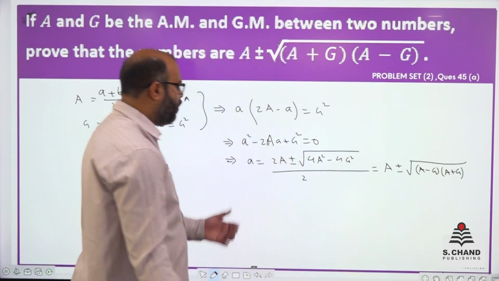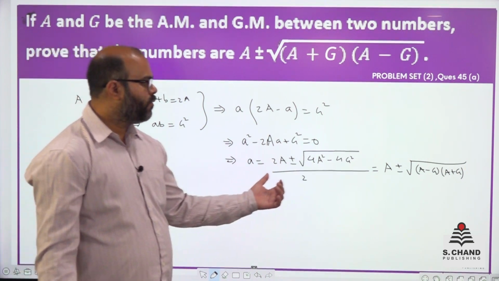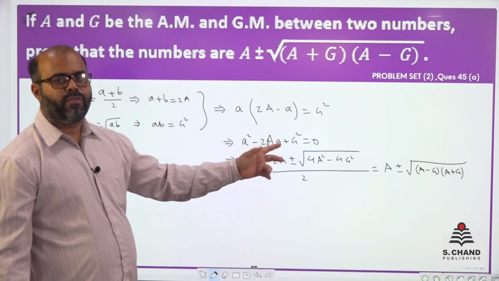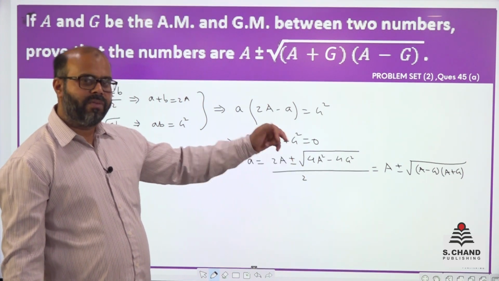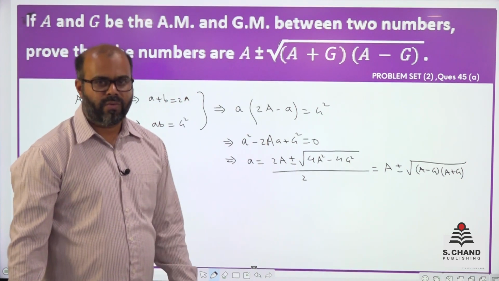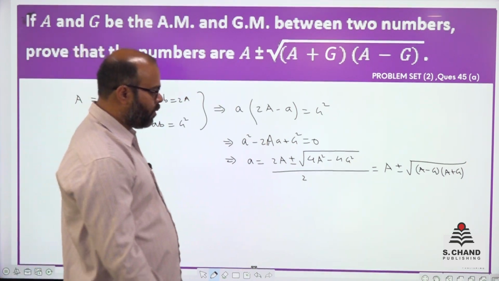So both values cannot be taken for a. So automatically if you take plus, then b will be minus, or if you take a as minus, b will be plus. So the two numbers are A plus minus root over (A plus G) into (A minus G).